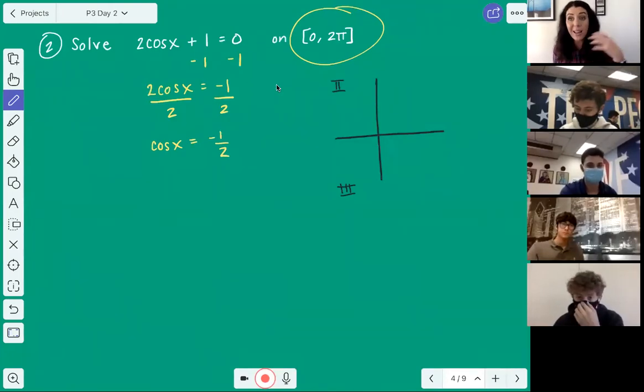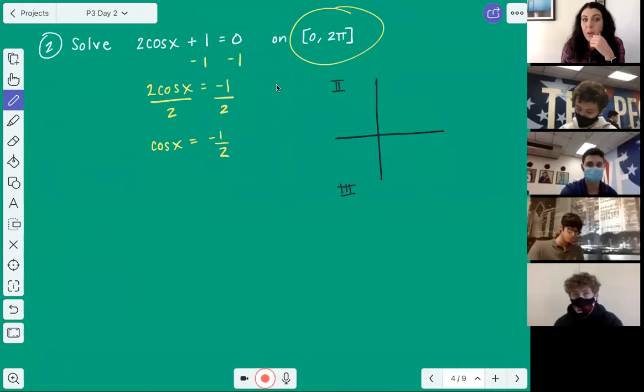If this was cosine inverse of -1/2, it would just be the second, right? Because of our restrictions on our inverse trig, but this is not inverse trig, it's just regular cosine. Okay, so that's a thing the guys mess up. Now the next thing we have is that cosine equals -1/2.